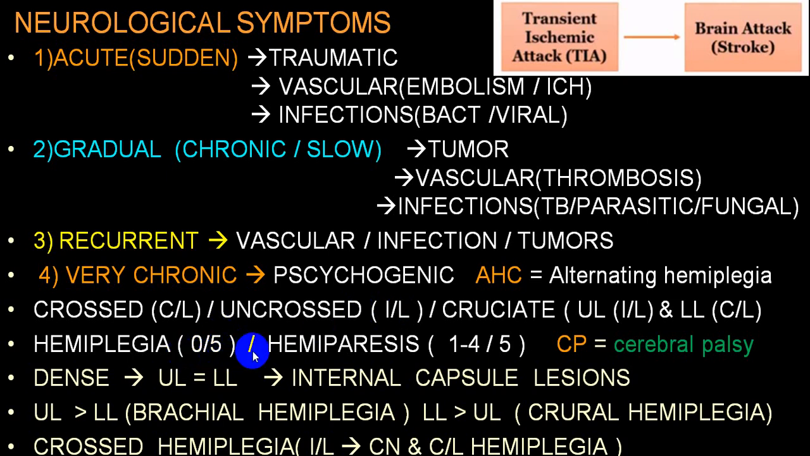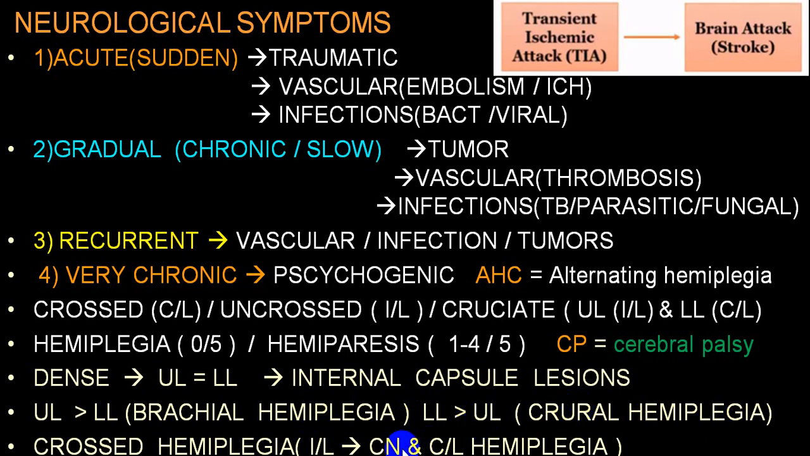And if a person has got full power gone, total, then we call it hemiplegia. If there is a reduced power, we call it hemiparesis. And if it is because of damage prenatal, natal or postnatal, very commonly we call it cerebral palsy. If there is a dense hemiplegia, upper limb and lower limb involved, it is invariably an internal capsular lesion. If the upper limb is more involved as compared to lower limb, it is called brachial hemiplegia. If lower limb is more involved than upper limb, it is called crural hemiplegia.